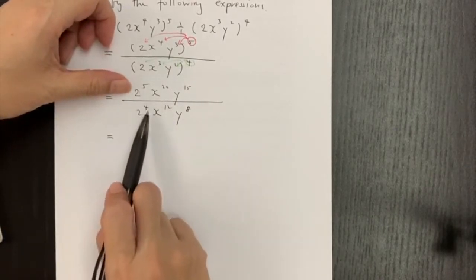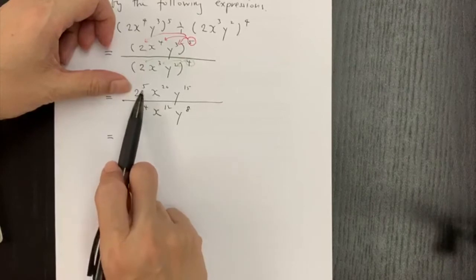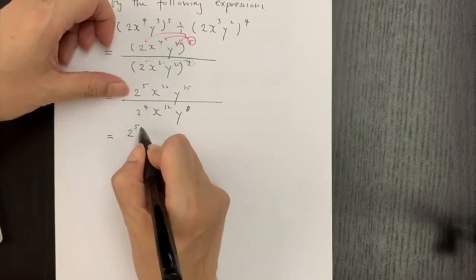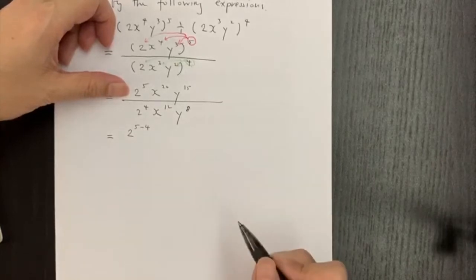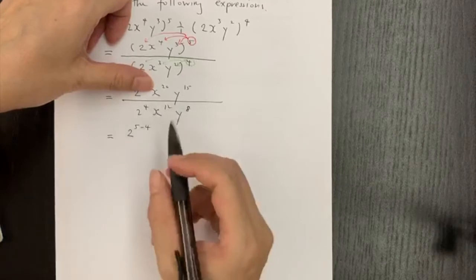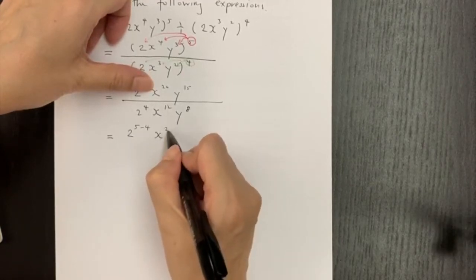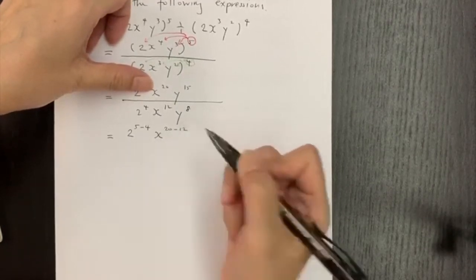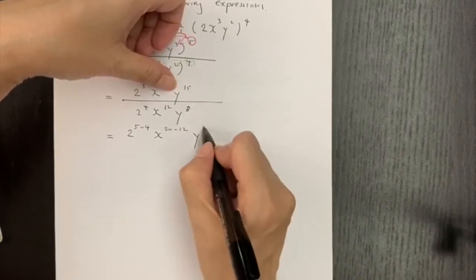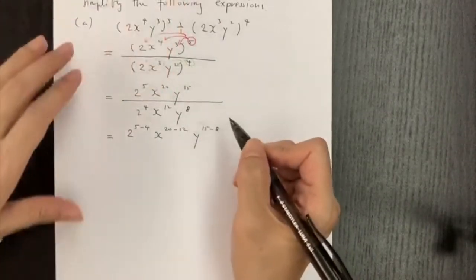For the 2, this is 5, this is 4, so 5 is more than 4, so I move this up, so that will be 2, and then 5 minus 4. And here, 20 and 12, which one is bigger? On top is bigger, so I move this 20 and then minus 12. And then y, 15 is more, so minus 8.